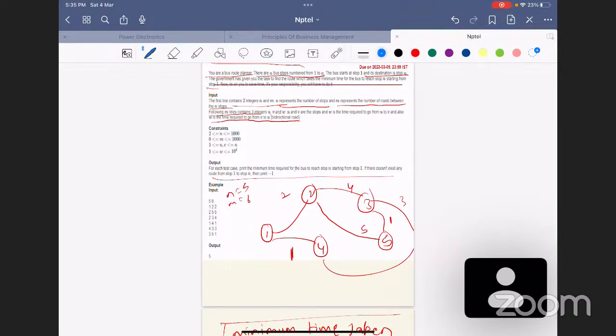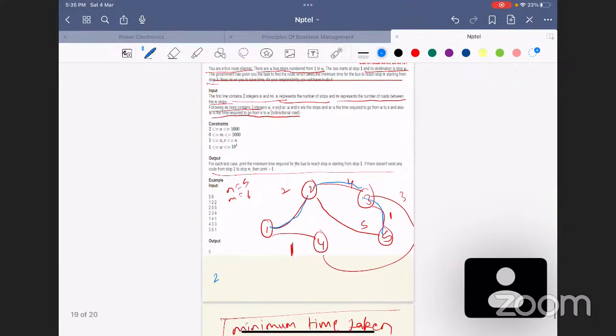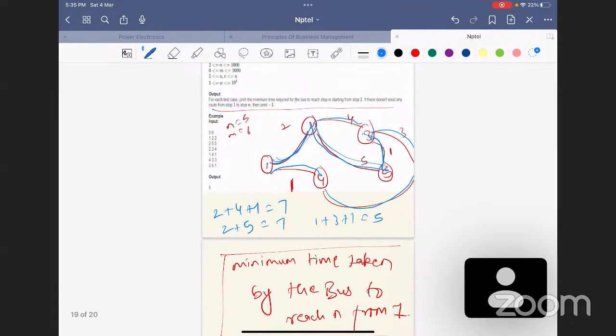So one possible route is this. This route is one possible route, but the time taken is 2 plus 4 plus 1, which is equal to 7. Okay, another possible route is this to this. Again, the time taken by the bus will be 7. Another possible route, start from 1, go to 4, 4 to 3, and from 3 to 5. Now the time taken by this is 1 plus 3 plus 1, which is equal to 5. And if you try to find all the possible routes, this route takes the minimum time, and that is why 5 is the answer.